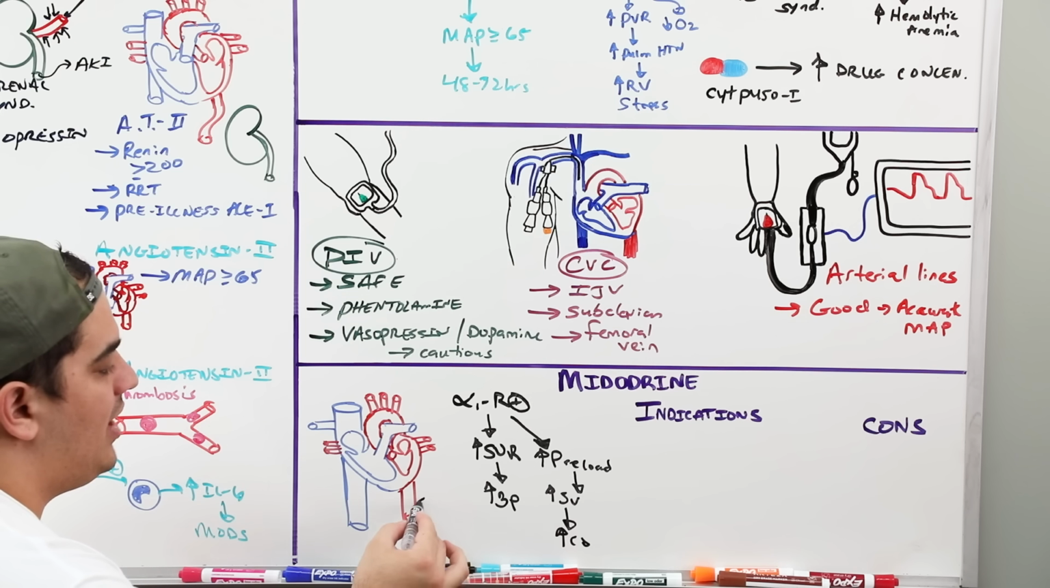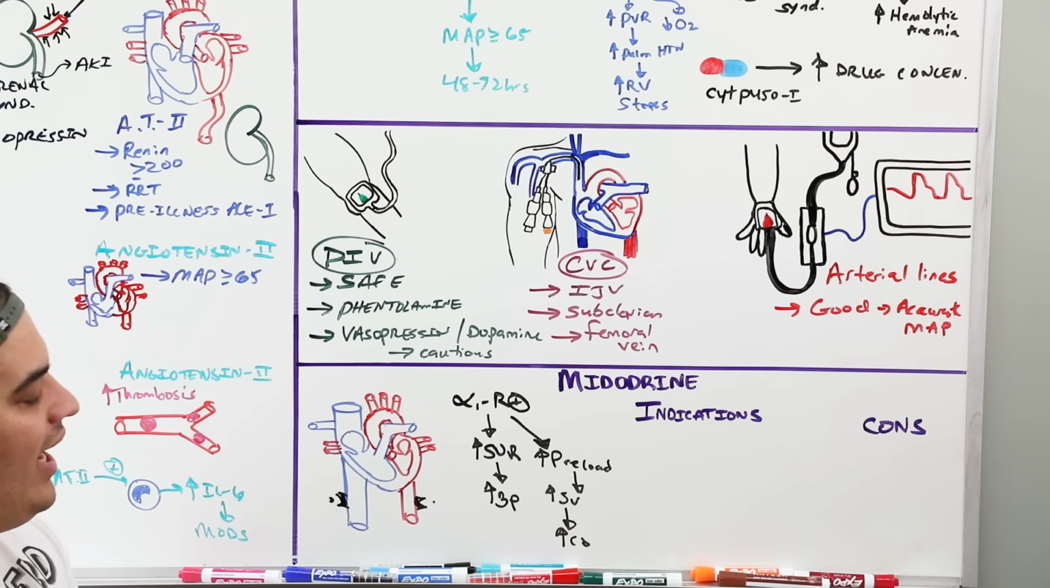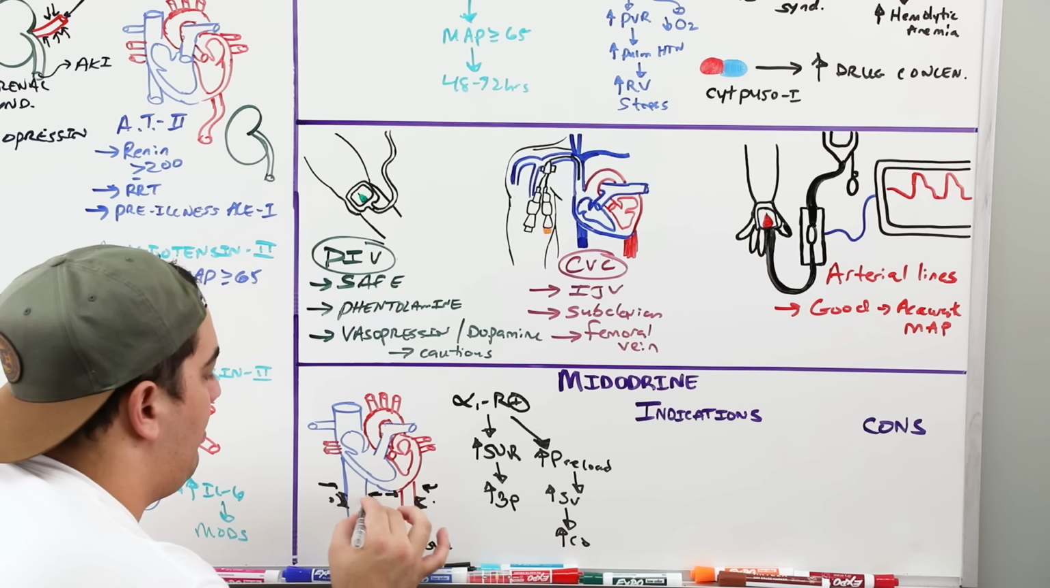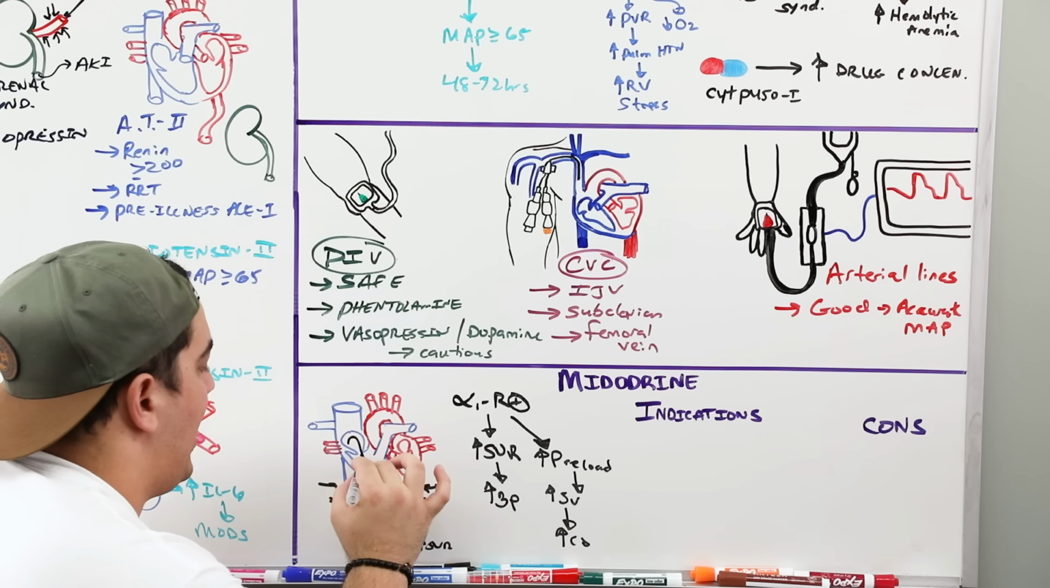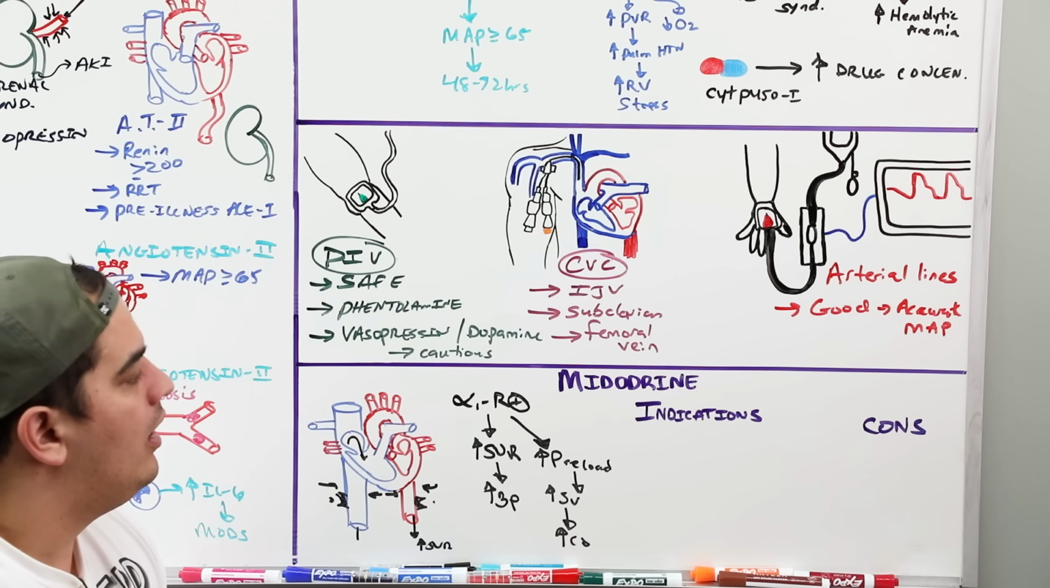Okay? So it has receptors on the arterioles and it has receptors on the venules. So you can get a little bit of a clamping down here, increasing your systemic vascular resistance, and you can get a little bit of a clamping down here to increase the actual return of blood to the right ventricle. So pretty much similar to phenylephrine.